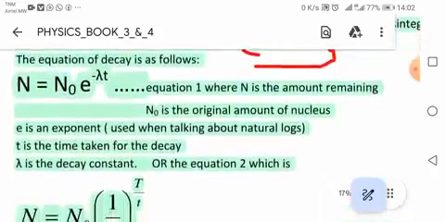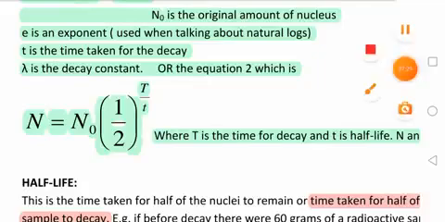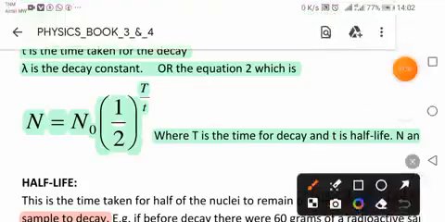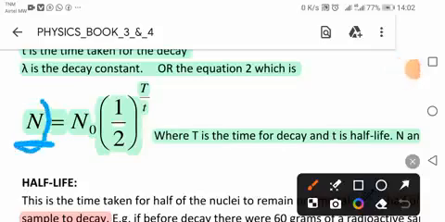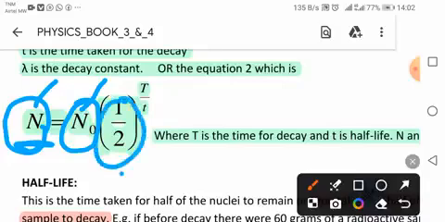Generally, whenever we want to use this formula, N is any amount that is remaining, and N0 is the original amount. Then in the formula, half to the power T over t, T is the time taken and small t is the half-life. Let us see how best we can apply it to solve problems.